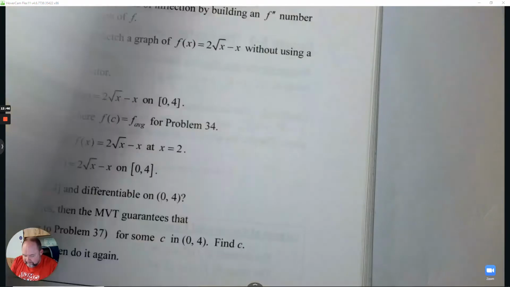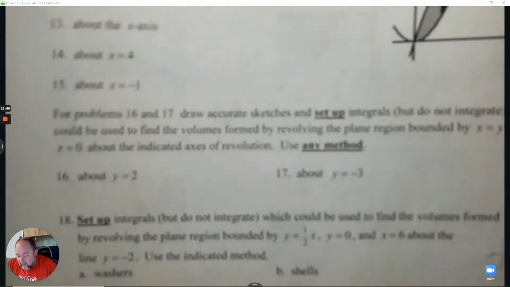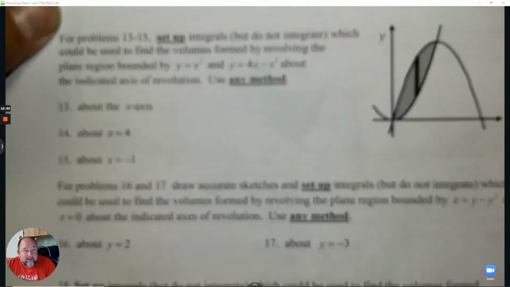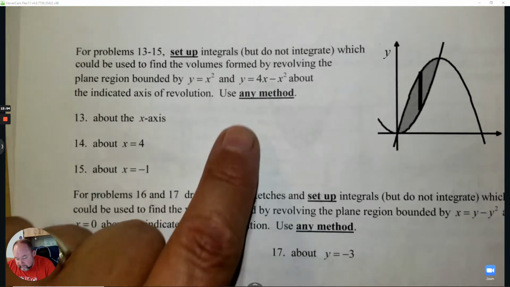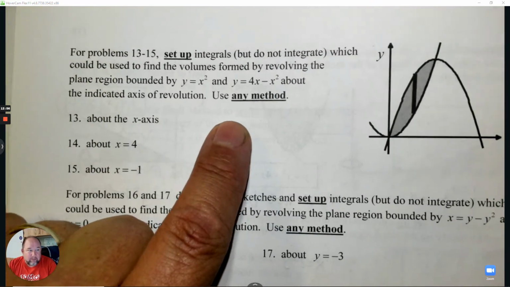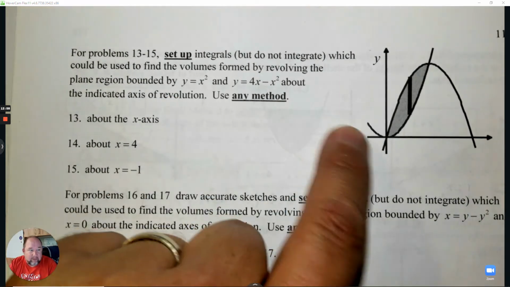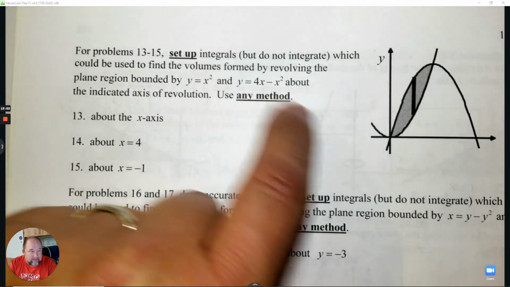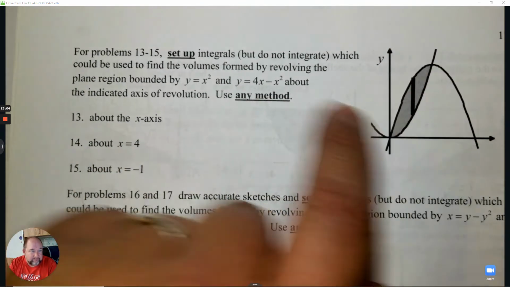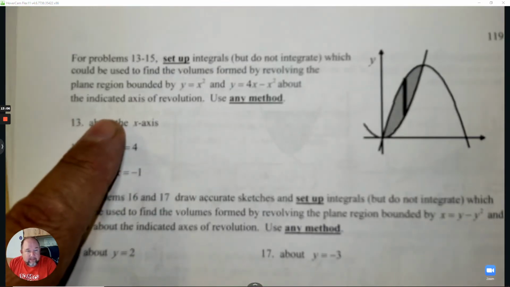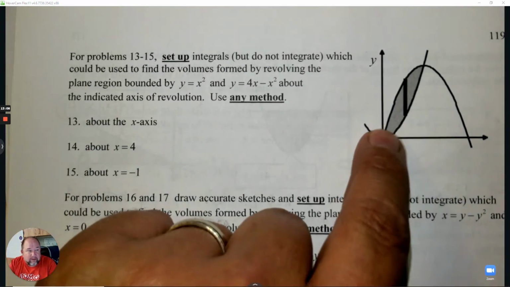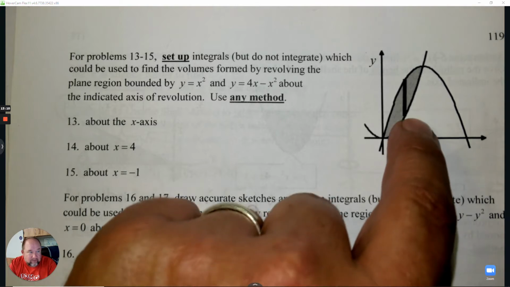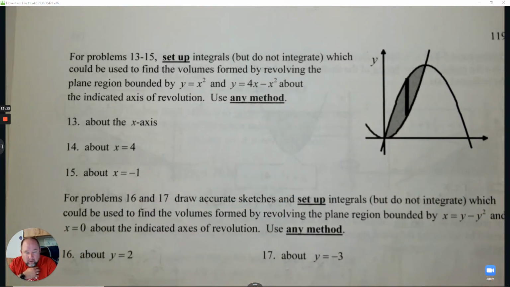Number 13. We're setting up integrals, and we can use any method we want to find it. So we have y equals x squared, that's the curve underneath. 4x negative x squared is the one that's concave down. And it says use any method. So if it's around the x one, I see a space here. I'm going to revolve it using a washer.